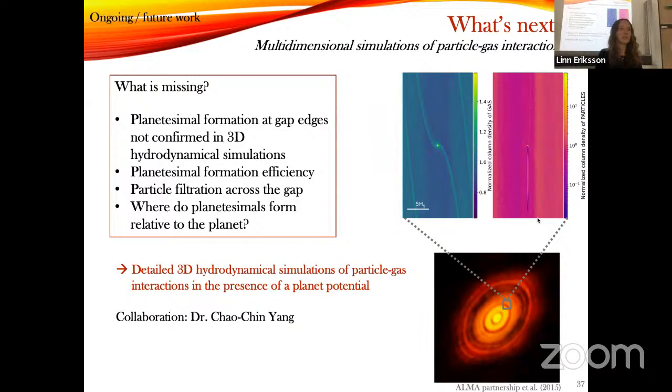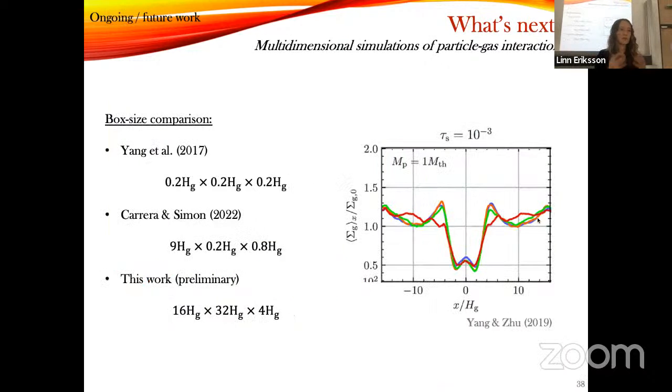But the size of the simulation is the interesting part, because a normal streaming instability simulation, like the one from Yang et al., has a box with a side of 0.2 scale heights. So that's a normal standard streaming instability simulation. Earlier this year, there was a simulation by Carrera and Simon where they took such a box and placed an artificial pressure bump in there. And then they had a very large box for a streaming instability simulation, which is 9 gas scale heights in the radial direction, and then 0.2 and 0.8 in Y and Z. So this is a very large box. It took a long time to run and so on.